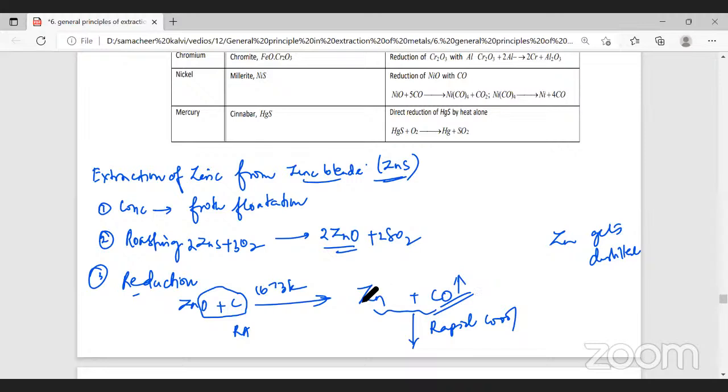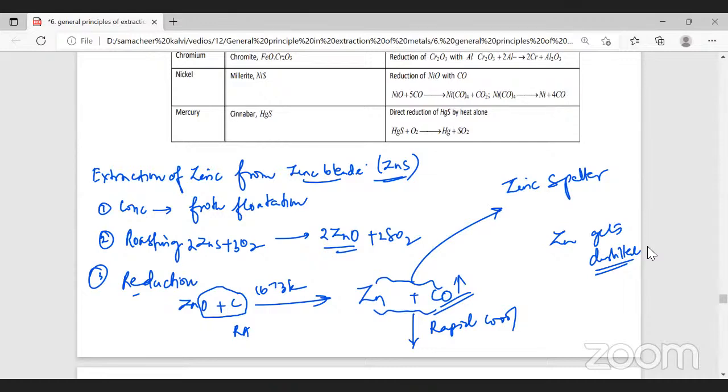So 3 steps. It's a very simple reaction. Only 2 reactions you're supposed to know, right? So zinc blend on roasting gives zinc oxide, liberating sulfur dioxide gas. And the zinc oxide is reduced using carbon at 1673 Kelvin. You get zinc and copper together. The zinc and copper together is called zinc spelter. So on rapid cooling, zinc gets distilled so that we get zinc.